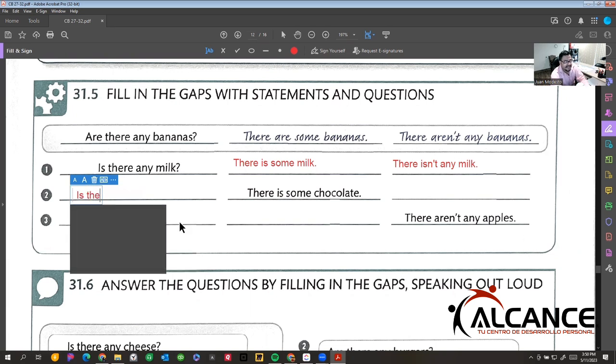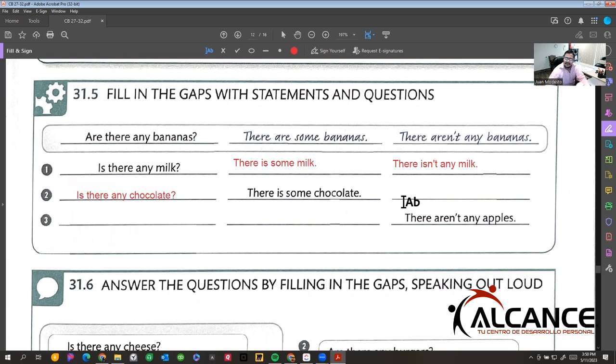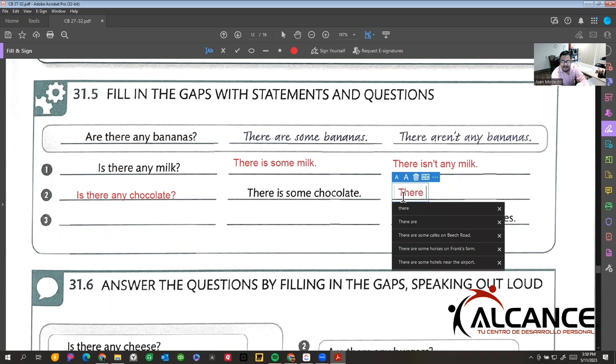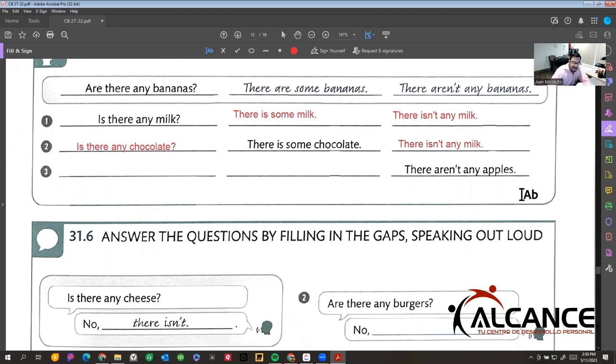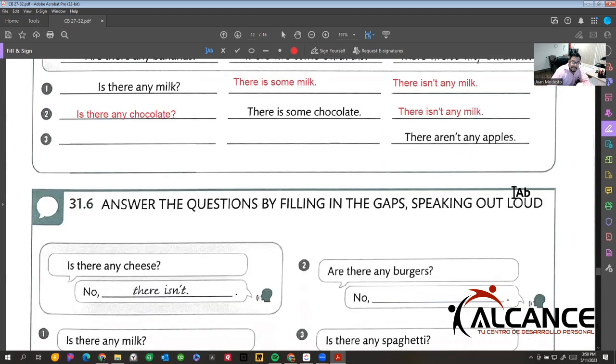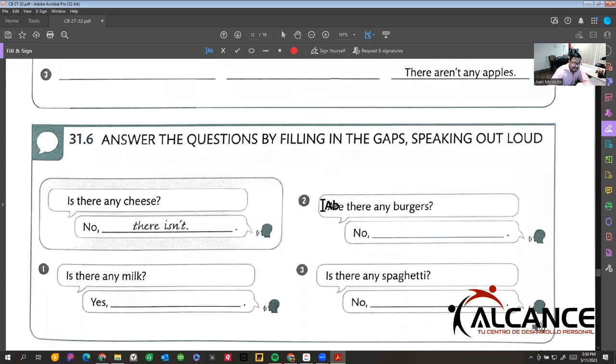So is there any chocolate? There is some chocolate, so we don't use any. For this one, we do, right? There isn't any milk. So siempre se usa any para cuando es pregunta, right? Si esa ya la pueden hacer ustedes.